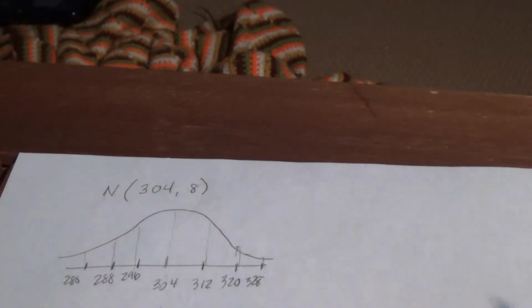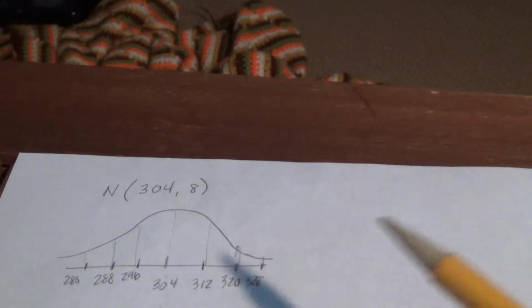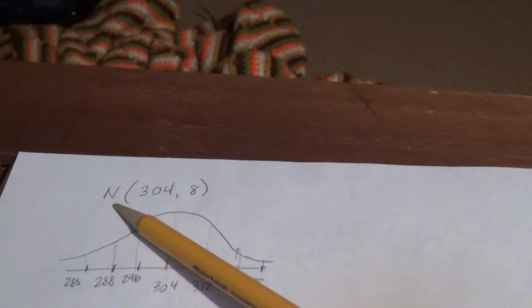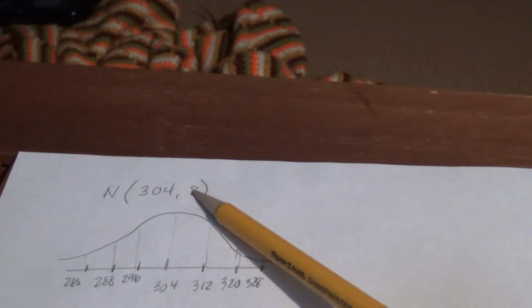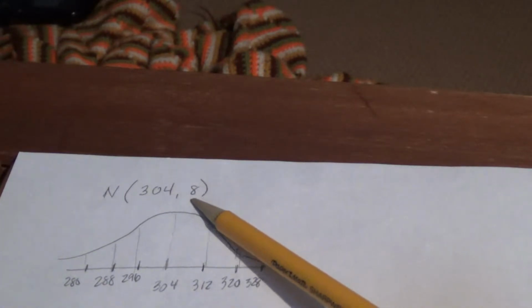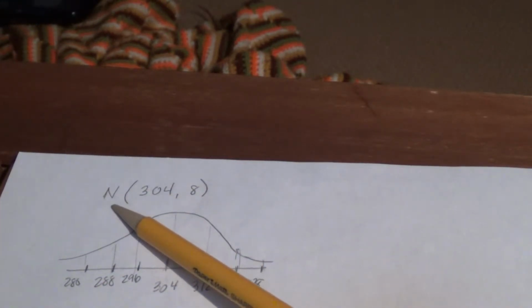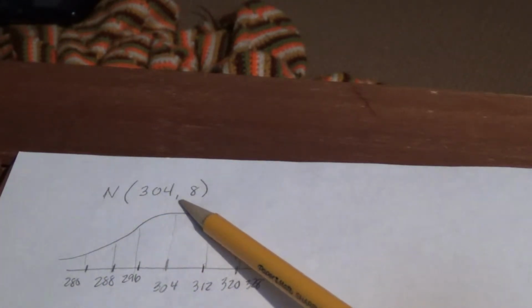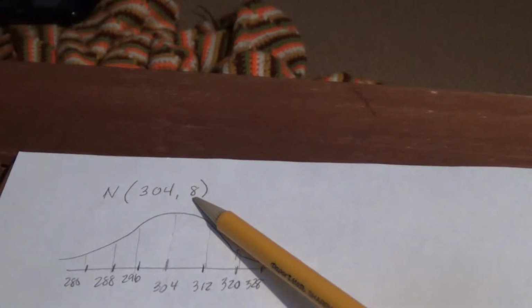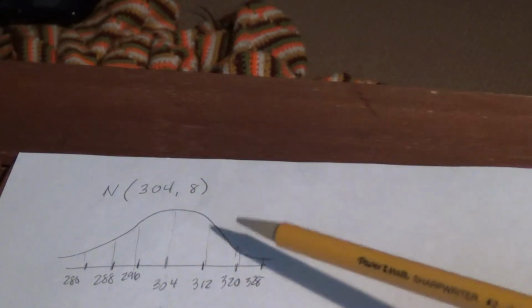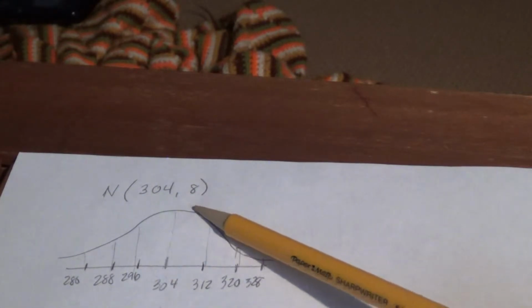What we learned the other day was that the normal curve can sometimes be described by this notation, N in parentheses 304, comma 8, and the whole thing can be defined with those two numbers. N tells the reader that you have a normal curve, and 304 is the mean, and after the comma is the standard deviation, 8. The whole curve can be defined by putting these numbers in and using them.